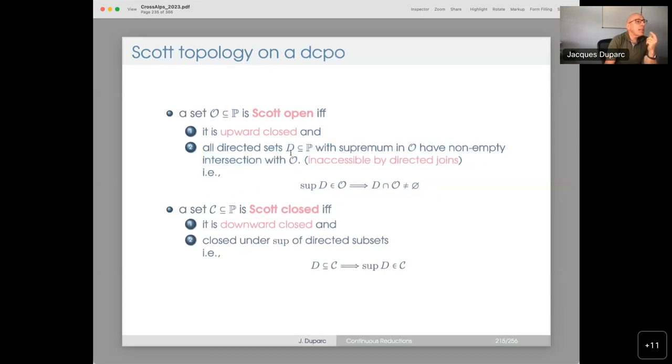So if you think that inside your open set you have an infinite set of integers, then I can consider all the finite subsets of my infinite set. This will be a directed set whose supremum will be my infinite set. This says that this directed set with supremum in O, because it's my infinite set, has to intersect my open set. Therefore, inside my open set, there exists a finite subset of my infinite set. Therefore, all extensions of my finite set belong to my open set. So I hope, at least I try to give you a few intuitions. I know at first it's not that obvious.